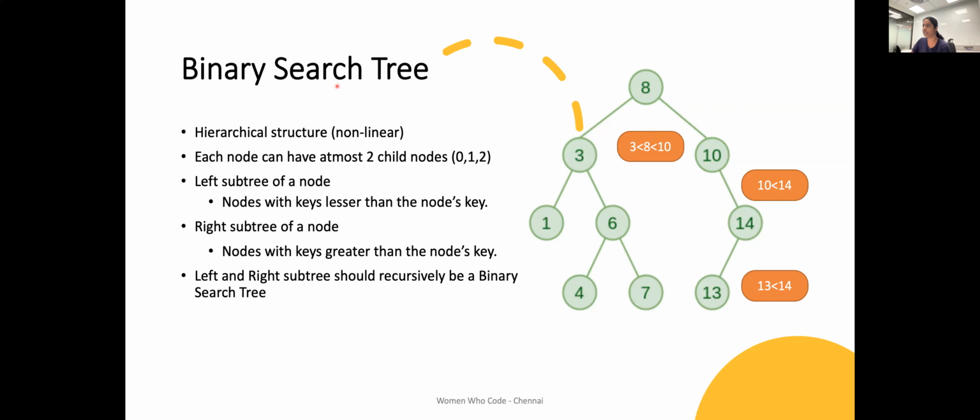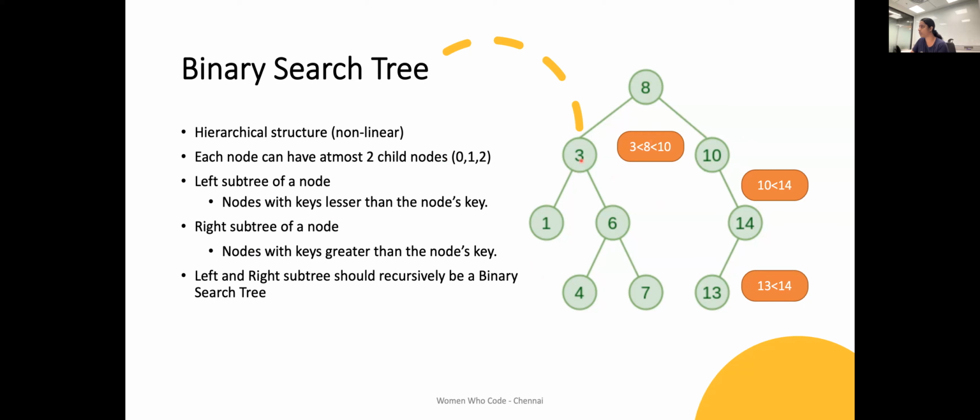When it comes to binary search tree, the major condition that we have to remember is about the keys. A key is nothing but the value. When you consider this as the node, this is your left subtree and this is your right subtree. Any key that is on the left should be lesser than the node, and anything that is on the right should be greater than it. That's the thumb rule, and we just have to remember that.